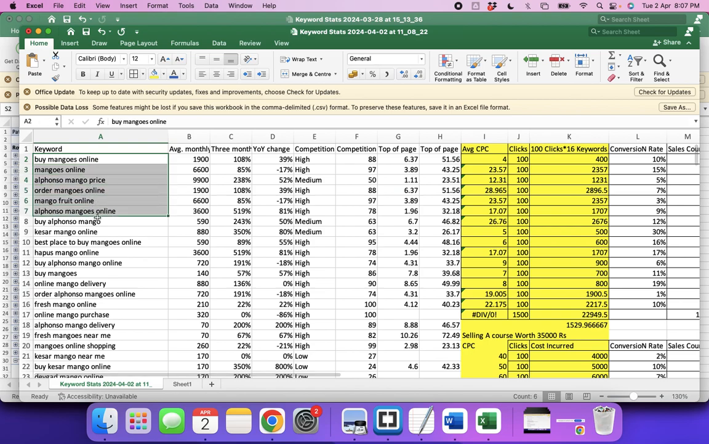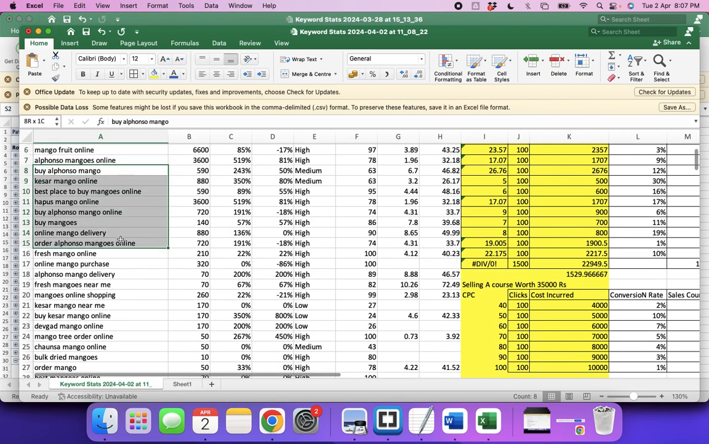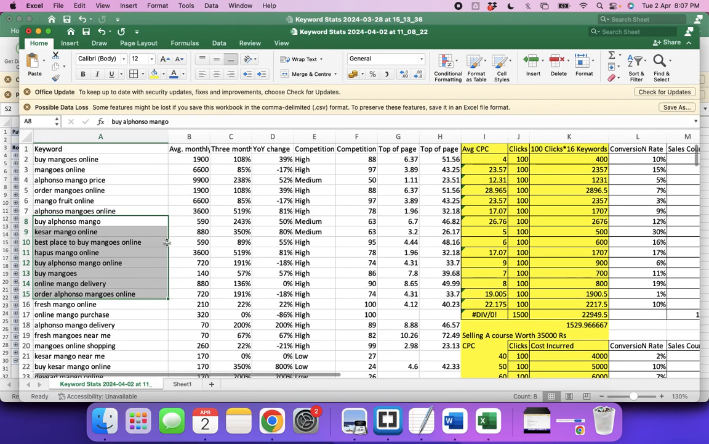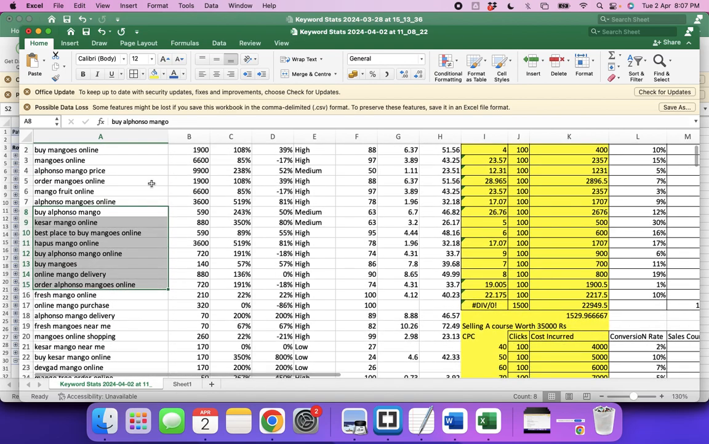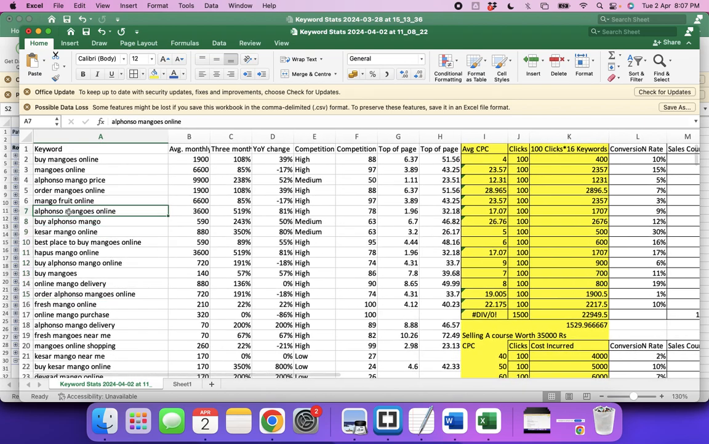Sometimes some of the keywords must be giving you profits and some of them may not give any kind of profits. As a digital marketer, you should be able to understand which one is giving profits and which one is not giving profits. You might say, Manjunath, this is also about mangoes only. Also mango online, people are searching. Kesar mango online, people are searching, they want to buy mangoes.